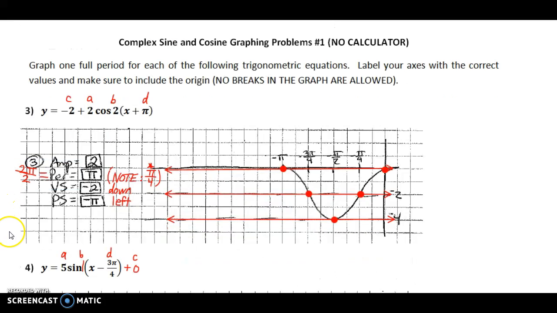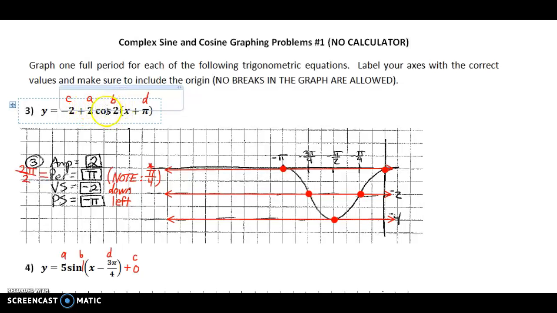Number 3, as soon as you see it, you should recognize that it is a cosine graph. So that is the first and foremost thing to identify. And after you identify that it's a cosine graph, you want to label A, B, C, and D. So in this case, A is 2, the number in front of the cosine. It is positive, which means that there's no reflection. So when we graph our cosine graph, we're going to start at a peak. If this was a negative A value, then of course we would start at a valley.